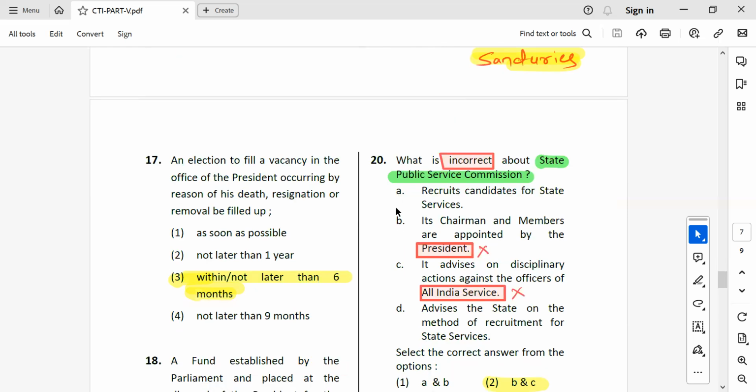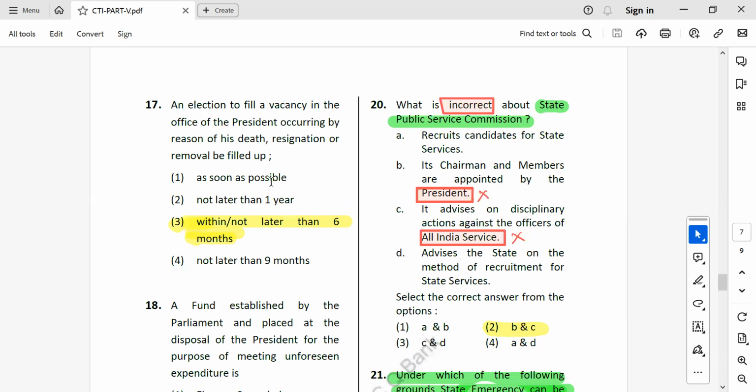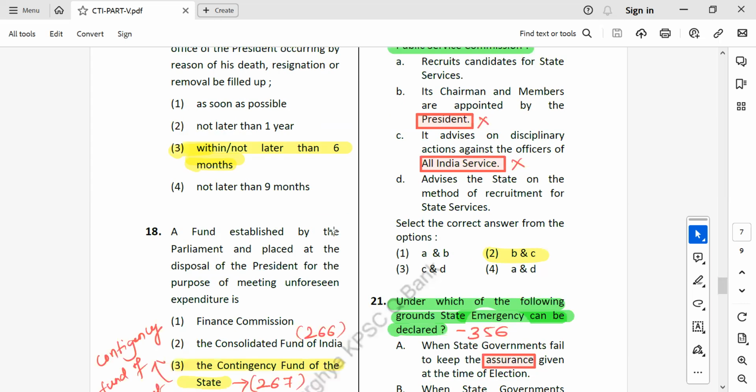Again this is a polity question. Polity bit, I think if you have basic understanding, you can answer such questions correctly. An election to fill a vacancy in the office of President occurring by reason of his death, resignation, or removal will be filled not later than 6 months. So this number is very important.